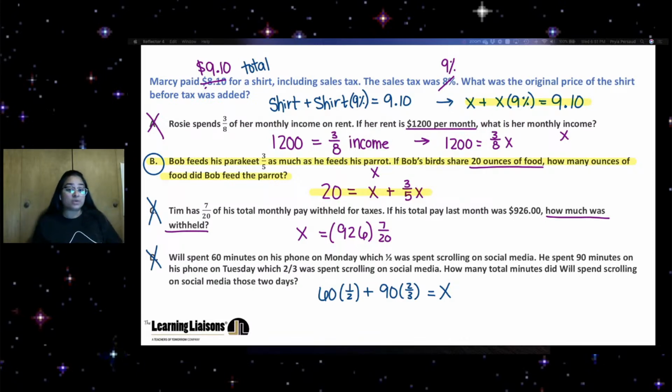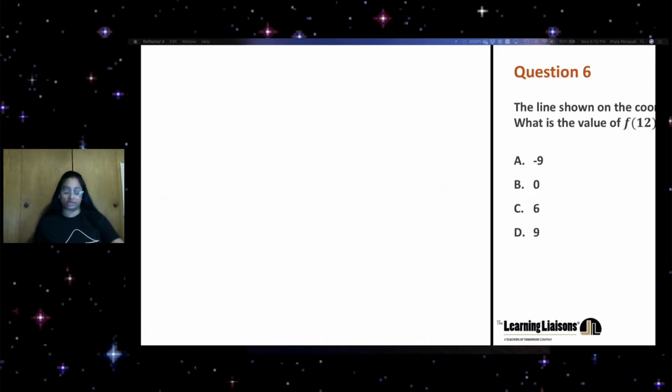And B, when we write it out, we know that Bob feeds his parakeet 3/5 as much as he feeds his parrot. Well, 3/5 of whatever he feeds his parrot plus his parrot eats a total of 20 ounces of food. So we know that 20 ounces is our total. Then we have whatever the parrot eats plus the parakeet. And remember, the parakeet is 3/5 times X, right? So it's making sure that you understand the question and how they're being worded to you.